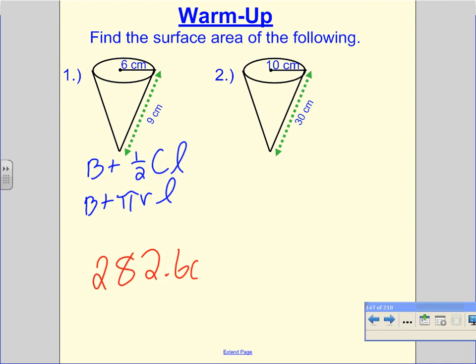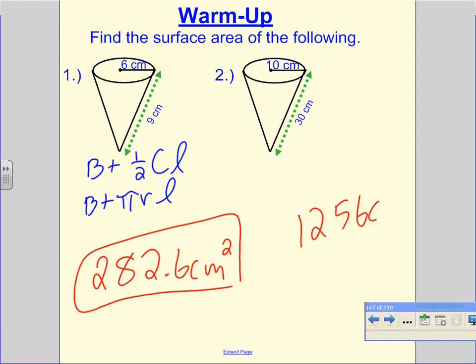Good. Peyton, what did you get for the second one? Good job. Check your answers. I have the work on the next page. You did not have to use the Pythagorean theorem for either one of those. So, Steve?